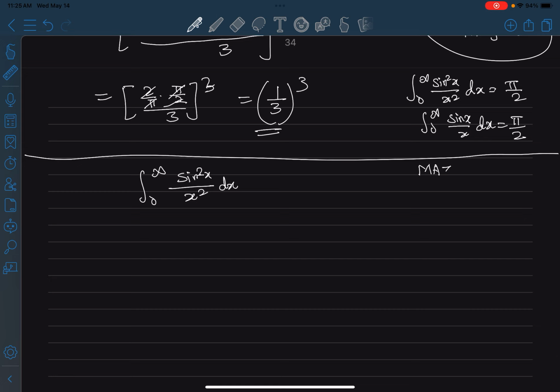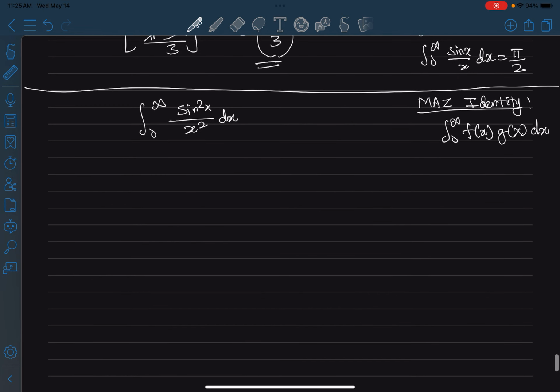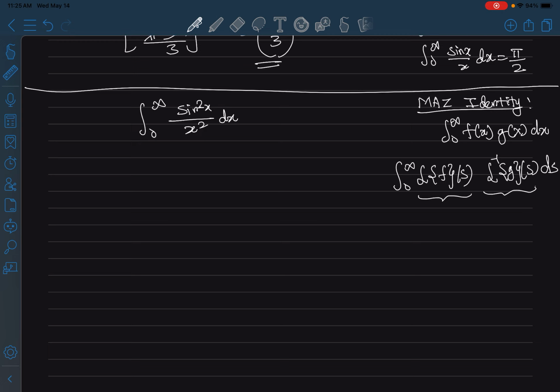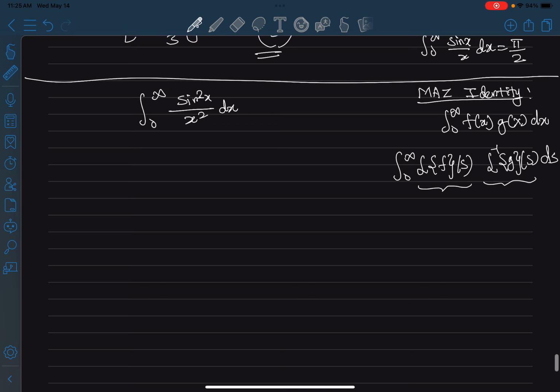We're going to use this really powerful tool called Mass identity, which says that if I want to find the integral from 0 to infinity of f of x times g of x dx, then this will just be equal to the integral from 0 to infinity of the Laplace transform of f to the world of s, let's say the Laplace inverse transform of g to the world of s, ds. So what it basically says is if we have an integral from 0 to infinity of a product, we can just take the Laplace transform of one of the functions and the Laplace inverse of the other and then take the integral. This will be helpful for us.